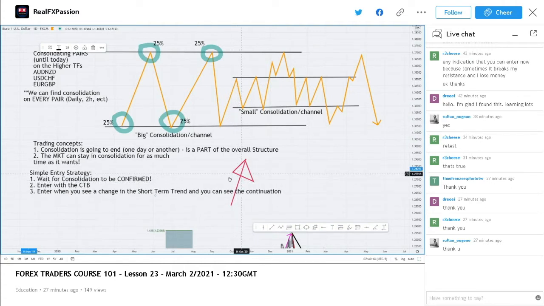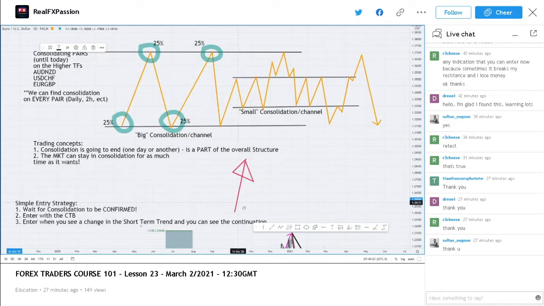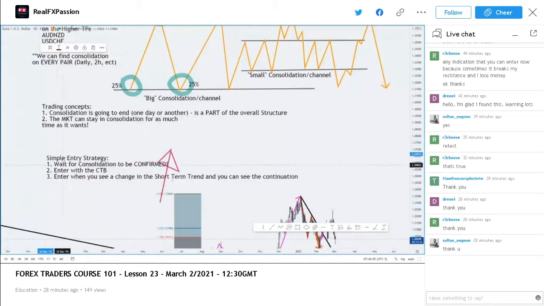Okay, where is the arrow? There you go. This is the arrow. Come on, TradingView. Okay, I'm going to put it down here. The arrow. Simple entry strategy, everybody. Wait for the consolidation to be confirmed. Enter with the counter trend line break and enter when you see a change in the short-term trend. And you can see the continuation.